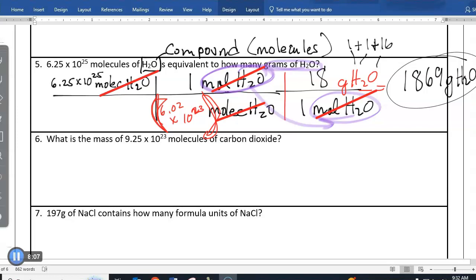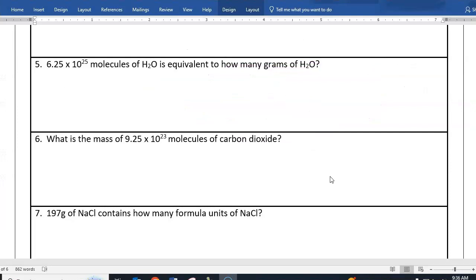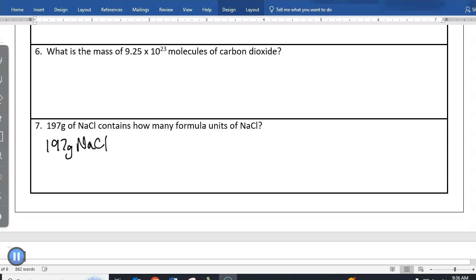So the same thing with number 6 there. The same process with number 7 as well. Number 7, now we're starting with, I'm going to help you start number 7 here. We're starting with 197 grams of NaCl. Notice a new vocabulary word here, formula units. It's the same thing as molecules, but because it's an ionic compound, it is called formula unit. But the nice thing is that it's abbreviated a little better than molecules. You can abbreviate the F period, U period.